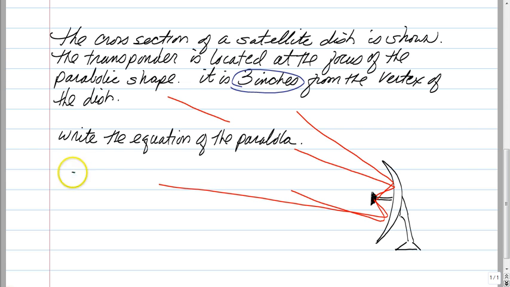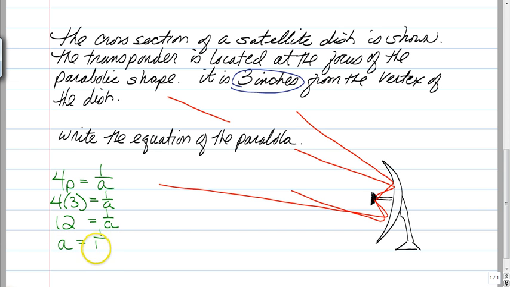So how do we find P? The equation for P is 4P is equal to 1 over A, and A is how we write our equation. We know what P is, it's 3. So 4 times 3 is equal to 1 over A. So 12 is equal to 1 over A. That must mean that A has to equal 1 over 12. All we have to do is take the reciprocal of both sides and flip it. So since this is opening sideways, we know x is equal to 1/12 y squared.